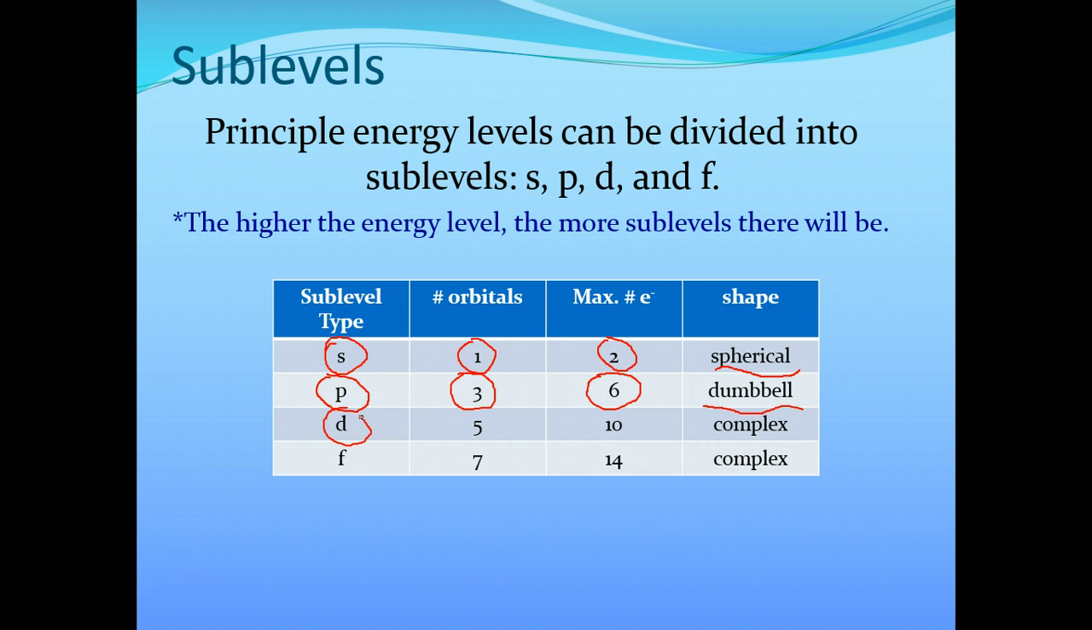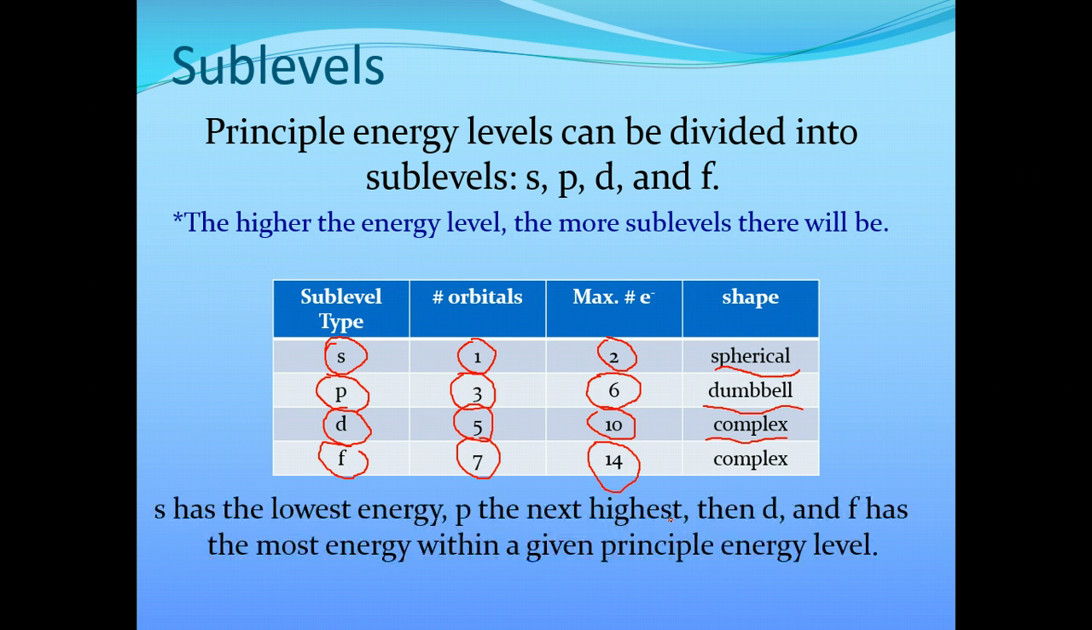Then we've got d, which has 5 orbitals. So we did not see this on worksheet D, but we should know how many orbitals it has. And again, if each orbital holds 2 electrons, then that's 10 total electrons. It has a complex shape. You don't really need to know that. And then f, as our 4th type of sublevel, contains 7 orbitals and therefore can hold up to 14 electrons. s has the lowest energy, p is the next highest, d is next, and then f.